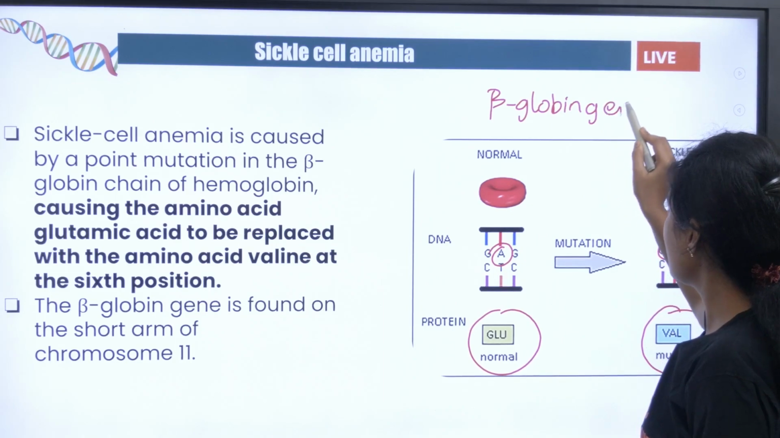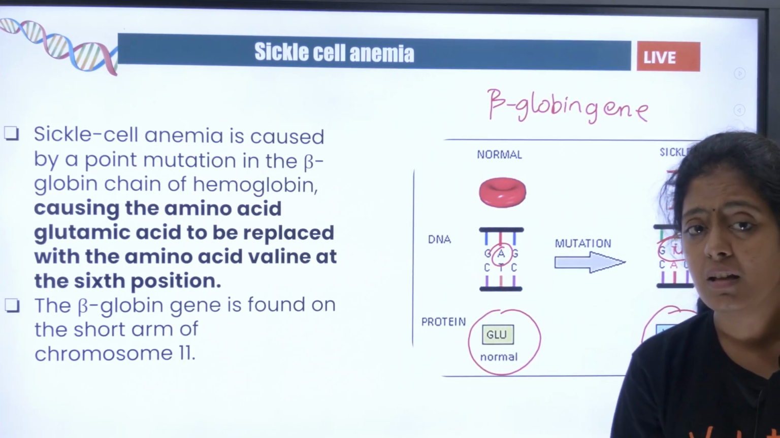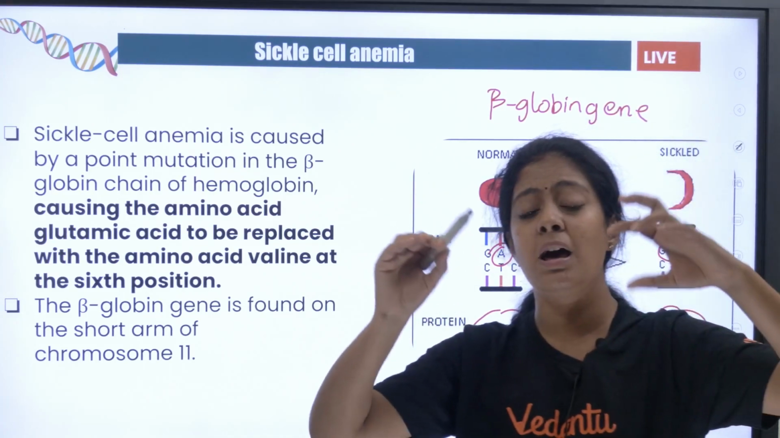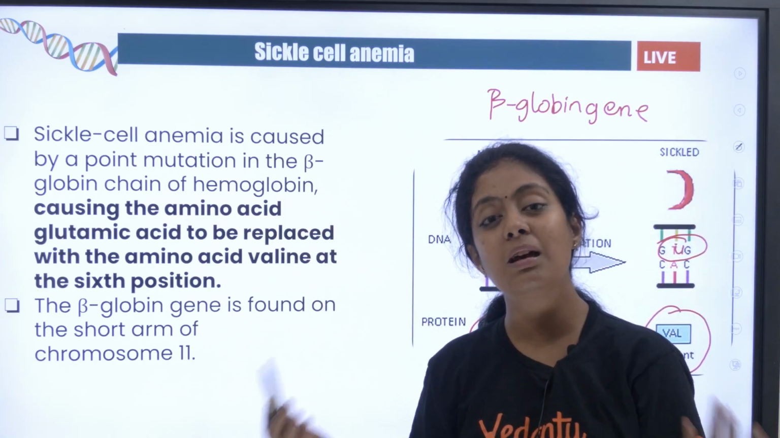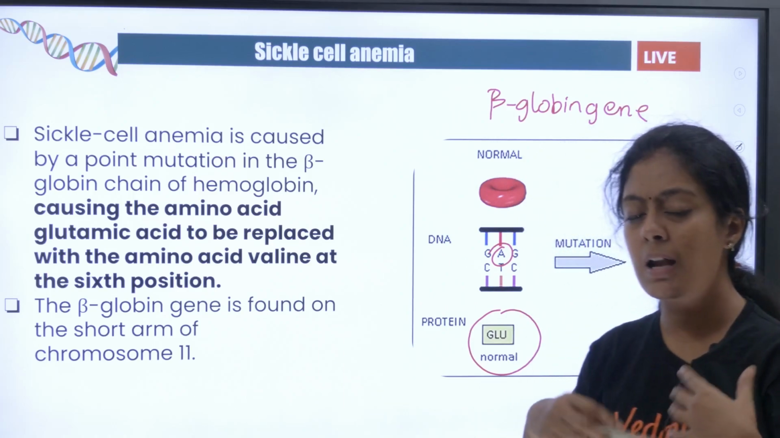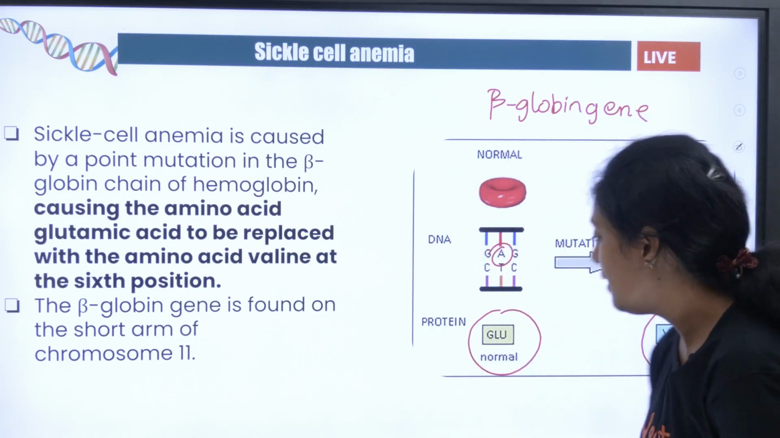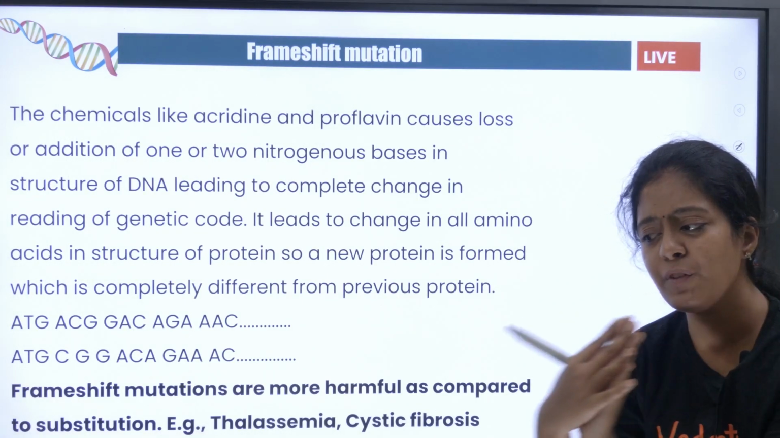Okay, and as a result, the beta globin protein is faulty. And என்னோட biconcave இருக்க வேண்டிய RBC வந்து crescent shaped ஆயிருது, sickle shaped ஆயிருது. Okay, as a result, they become anemic. So sickle cell anemia பத்தி நம்ம இன்னும் டீடைலா டிஸ்கஸ் பண்ணலாம் in the next class. Okay, yes. Now, frame shift mutation, shift of the frame.